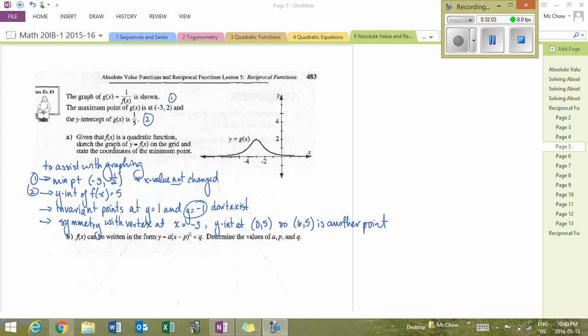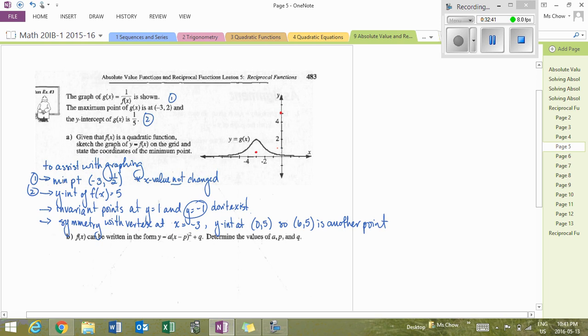Okay, so here we go. I've written down a few things that I had mentioned already to assist you with graphing. So the maximum point they've given you is (-3, 2). So that tells us that since this is a reciprocal, the original has a minimum point of (-3, 1/2). So that's going to put us somewhere right here. The x value, remember, is not changing. The y-intercept of g of x is 1/5, so that means the y-intercept of f of x is going to be at 5.